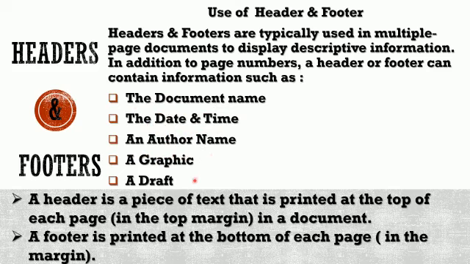Okay, so this is what we are going to see, how we are going to insert a header or footer in the Word document. What is a header? A header is a piece of text that is printed at the top of each page in the top margin in a document, whereas a footer is printed at the bottom of each page in the margin. So we are going to see how we are going to insert a header and how we are going to insert a footer also. Okay, kids?